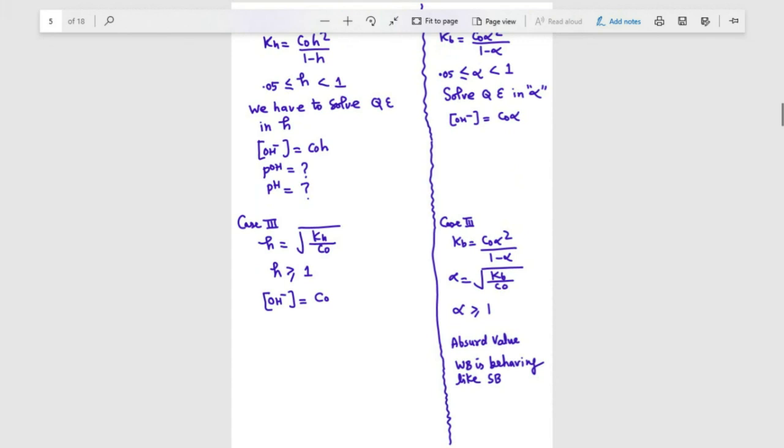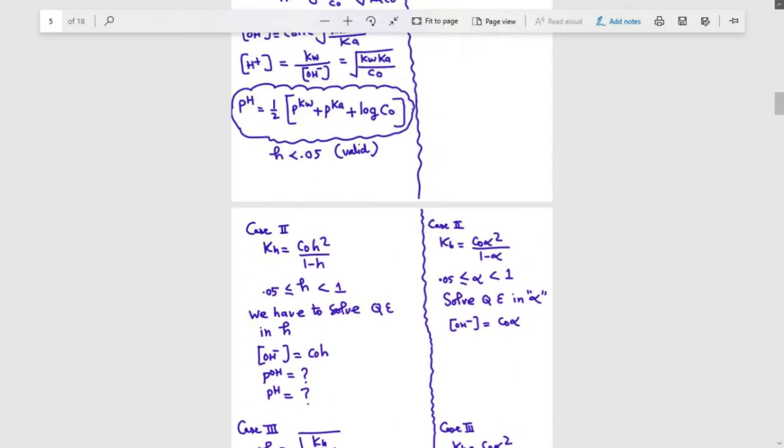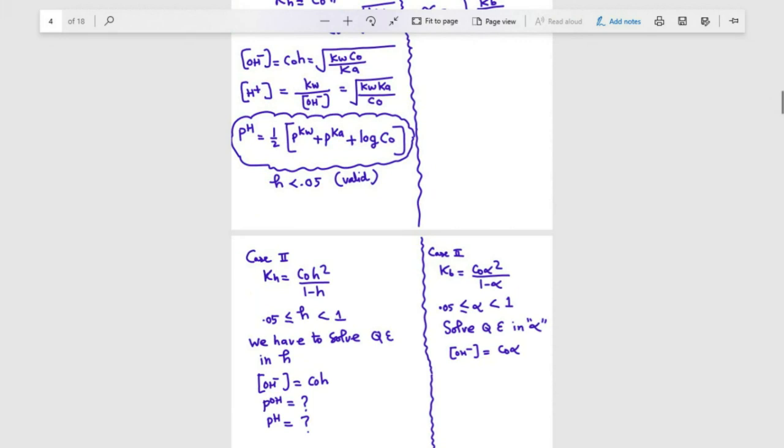So in this case, we'll say that there is 100% hydrolysis of anion, right? So be careful, don't mug up the formula only for the hydrolysis of salt of weak acid and strong base. You remember this formula that pH is equal to half of pKw plus pKa plus log C naught, right? This is valid only when h is less than 0.05. So this is an important point.